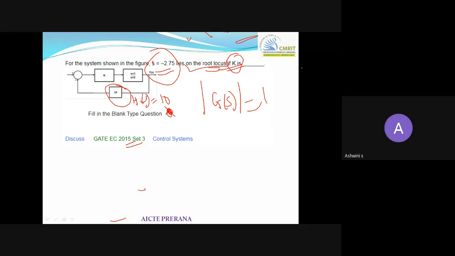So G of s into H of s you need to do. In previous cases it was a unity loop. Okay, so here you need to do G of s into H of s. Modulus must be equal to 1. There we should put the value as minus 2.75.